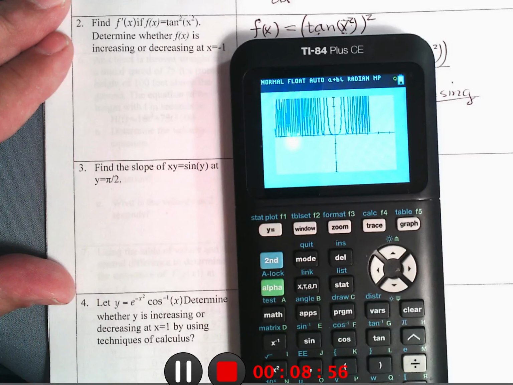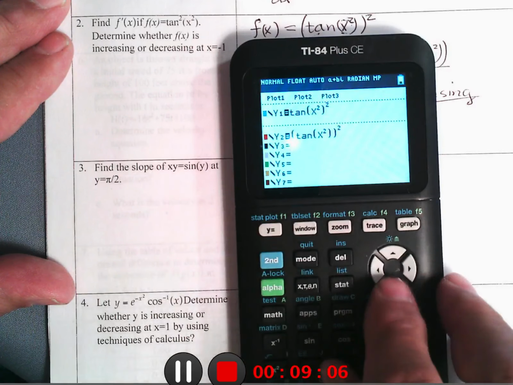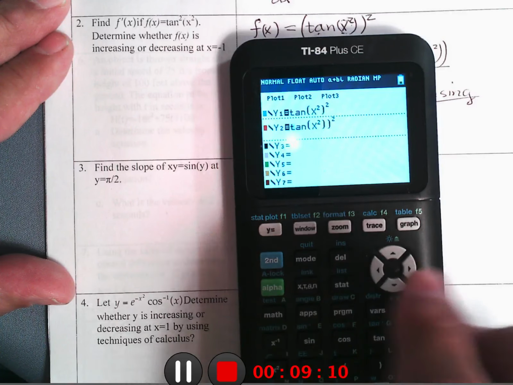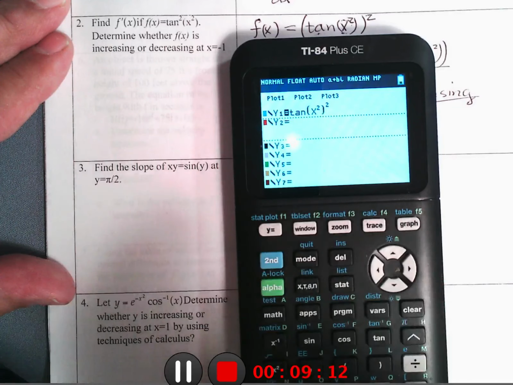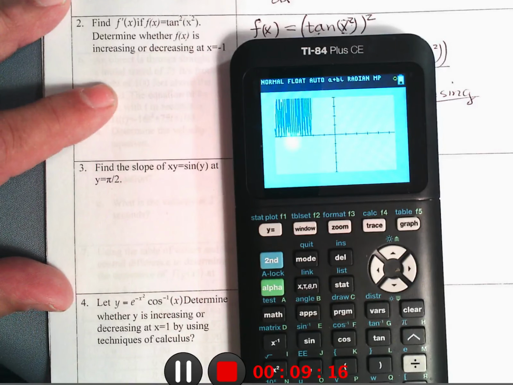There's the first one, and the second one's doing the same, so I don't need to. So I'm going to stop it, and I'm going to go to y equals, and I'm going to delete this one. And then I'm going to push the graph again.